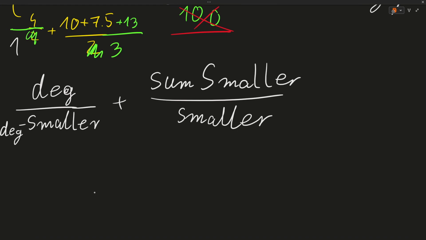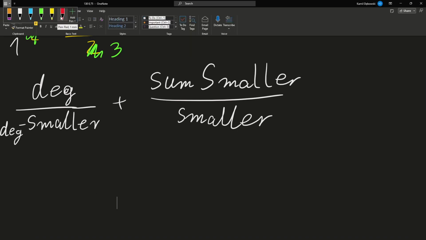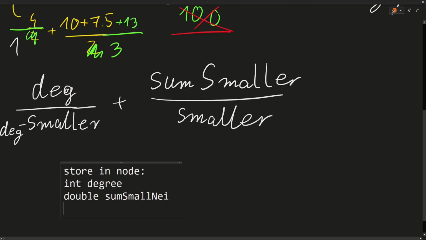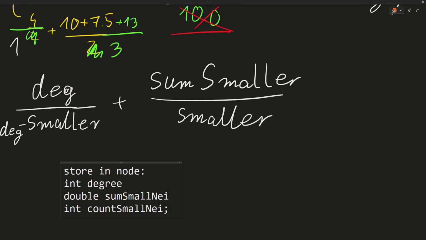And for that, for every node, you should just maintain those variables. So store in node, or for every node you need to know its degree, and that's an integer. Sum of smaller neighbors, or small neighbors. What else? Count of small neighbors. You need to store those 3 things in a node.